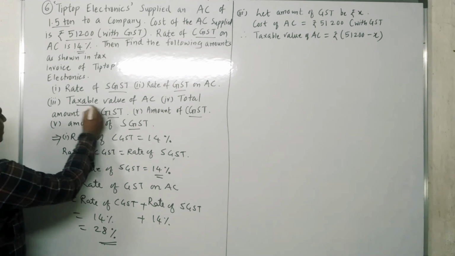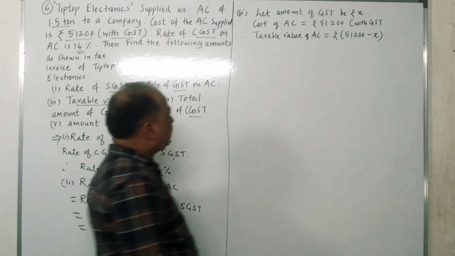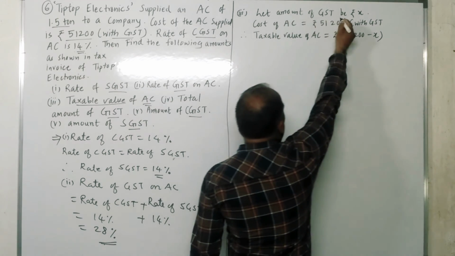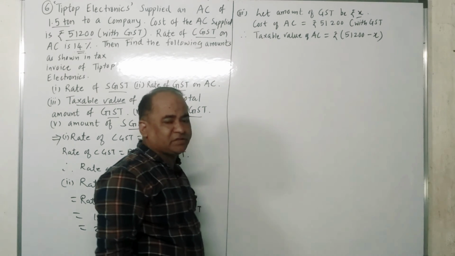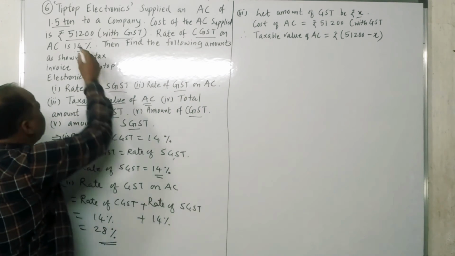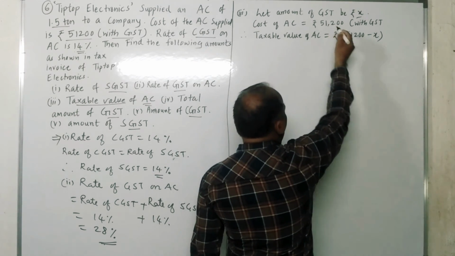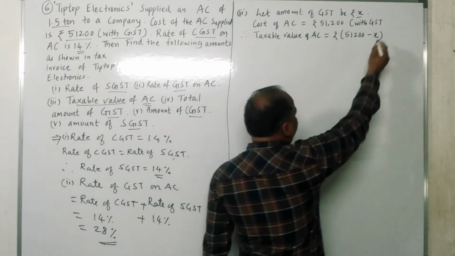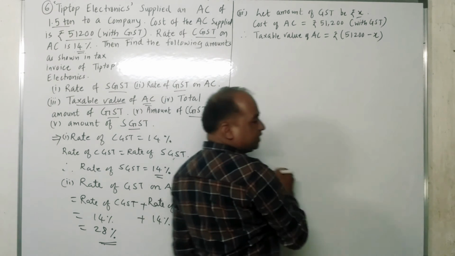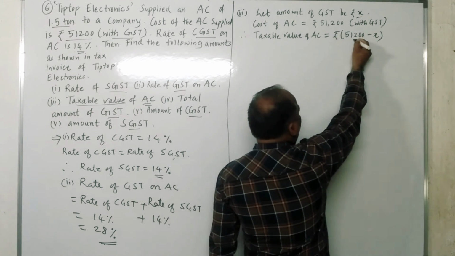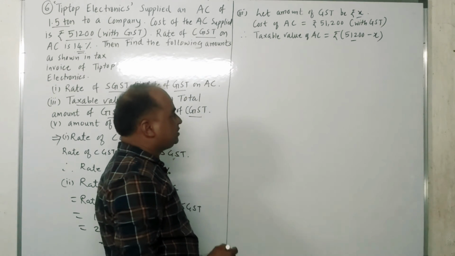Now third, we have to find the taxable value of AC. First, let us assume that the amount of GST be X rupees. The cost of AC with GST is 51,200. Therefore, the taxable amount of AC is the total cost minus the amount of GST, that is X.